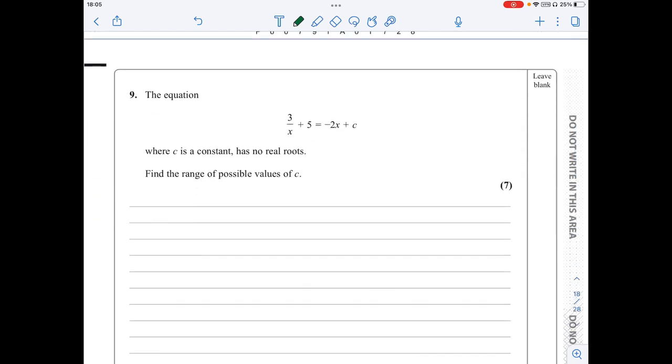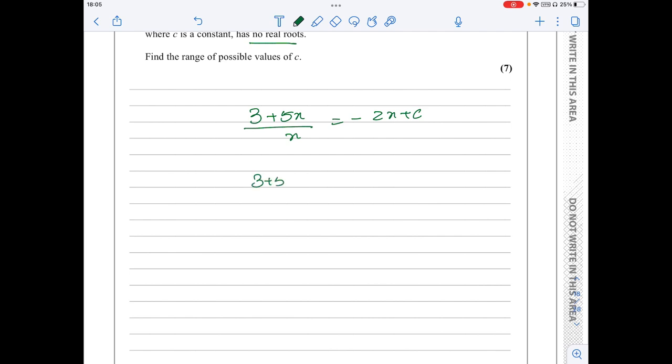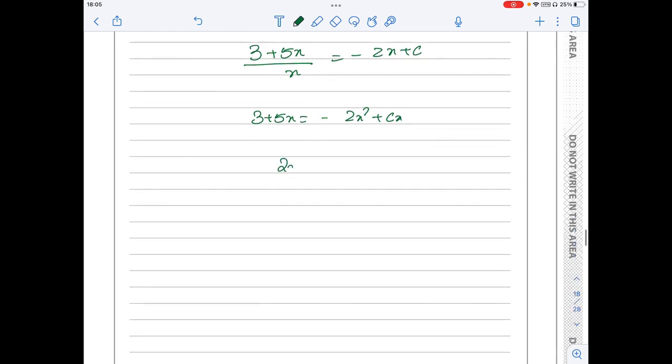Find the range of the possible values of c if it has no real roots. So what am I going to do? I am going to get a quadratic equation. (3 + 5x)/x equals negative 2x plus c. So cross multiplication, 3 plus 5x equals negative 2x squared plus cx. Then write in the standard form: 2x² + (5 − c)x + 3 = 0.